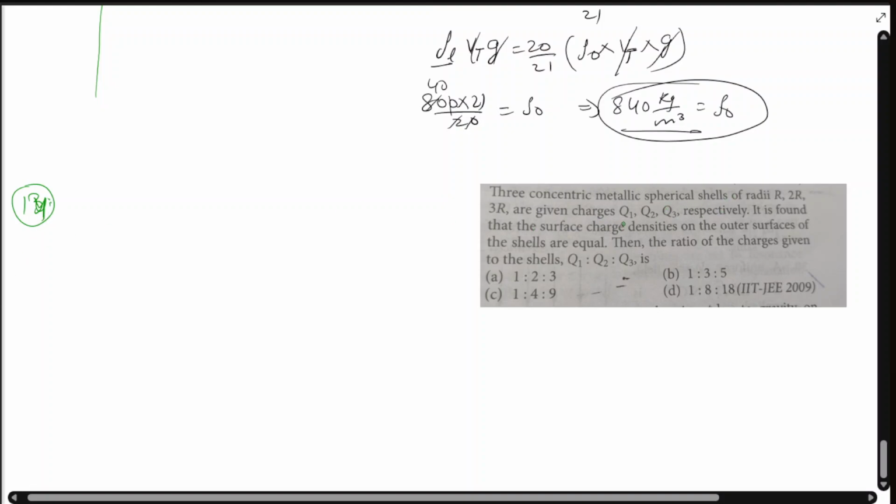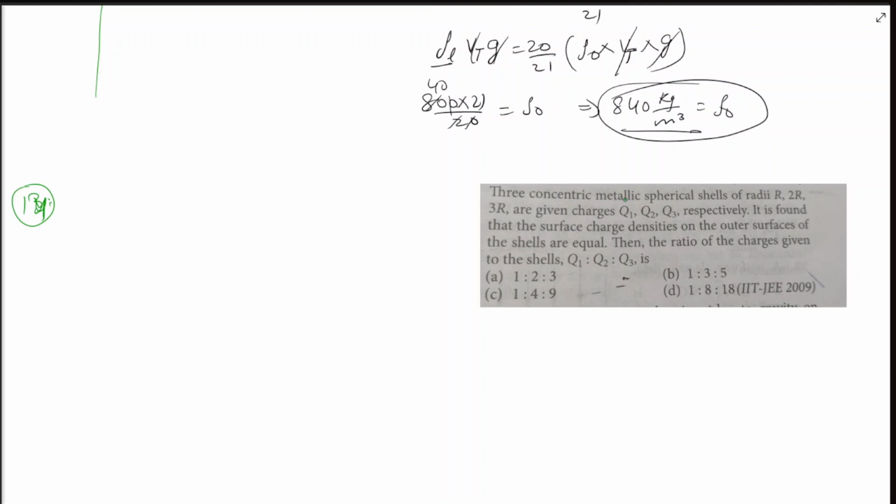We have three metallic spherical shells with charges Q1, Q2, Q3. It is found that the surface charge density on the outer surfaces of the shells are equal. Okay, the ratio of charges is to be found. So they are concentric spheres, right? They are concentric. This is one, this is two, this is three.